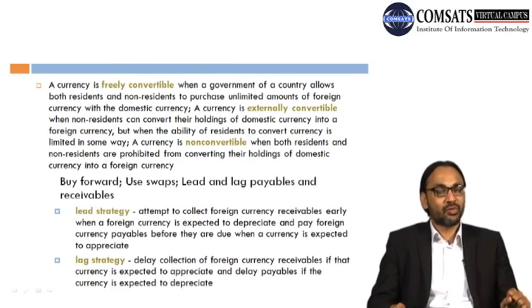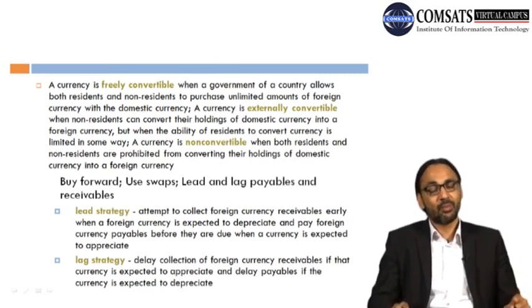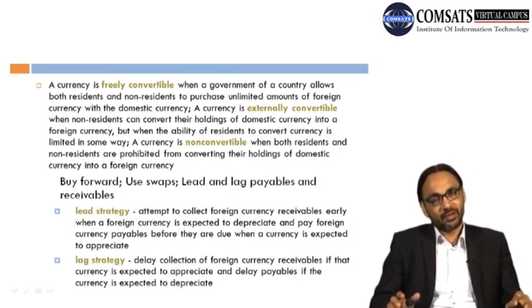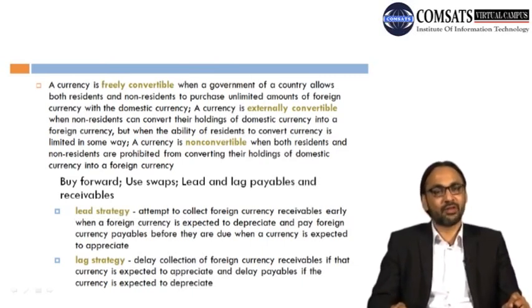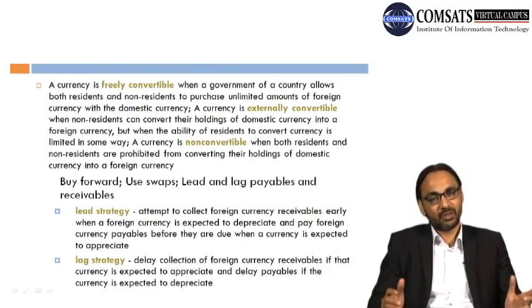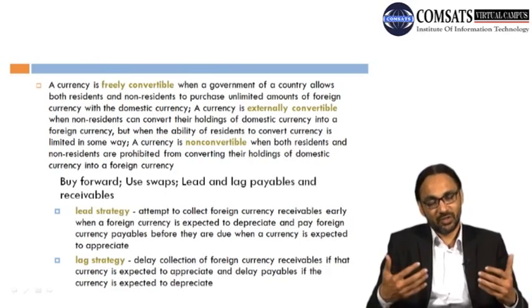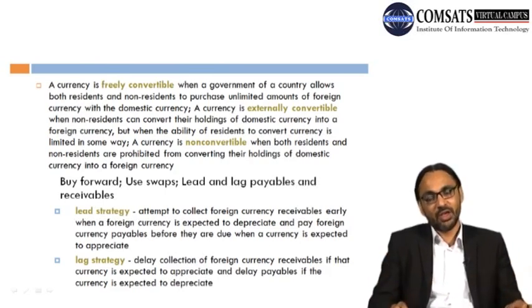Why do countries prohibit converting their holdings of domestic currency into foreign currency? Because when people, residents or non-residents, collectively start buying the foreign currency, it disturbs the domestic supply of money and domestic credit in the market.